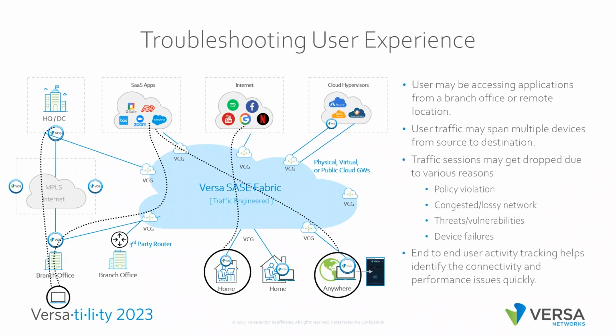These traffic sessions may get dropped at any point due to various reasons. Some reasons could be policy violation, congestion or a lossy network, threats, vulnerabilities, or device failures. So it is important to be able to troubleshoot end-to-end, and troubleshooting of this end-to-end traffic activity is important to know where the user's traffic got dropped.